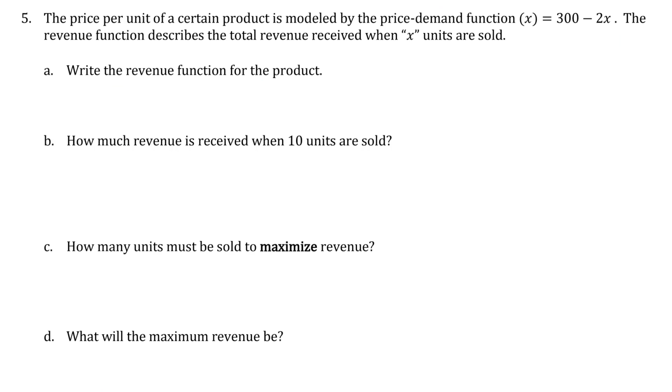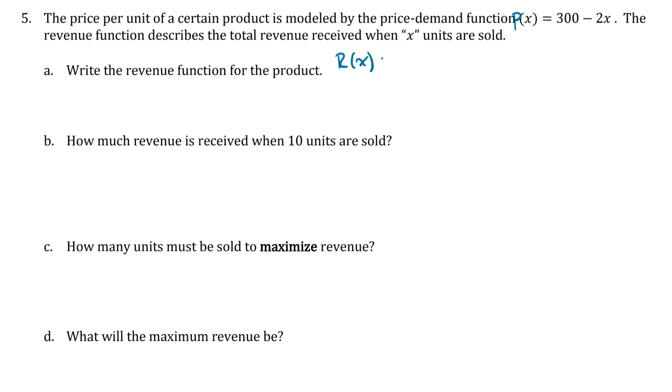All right, number 5. The price per unit of a certain product is modeled by the price demand function. That should be f of x. Oops. Or to keep the naming convention going, I'll write that as p of x. So p of x equals 300 minus 2x. The revenue function describes the total revenue received when x units are sold. So again, part A, write the revenue function for the product. So same thing as we just did.